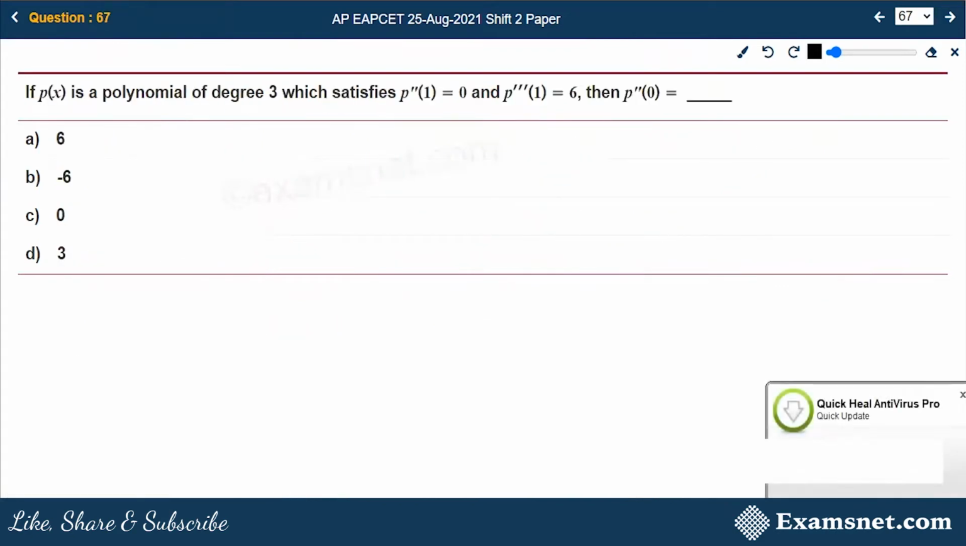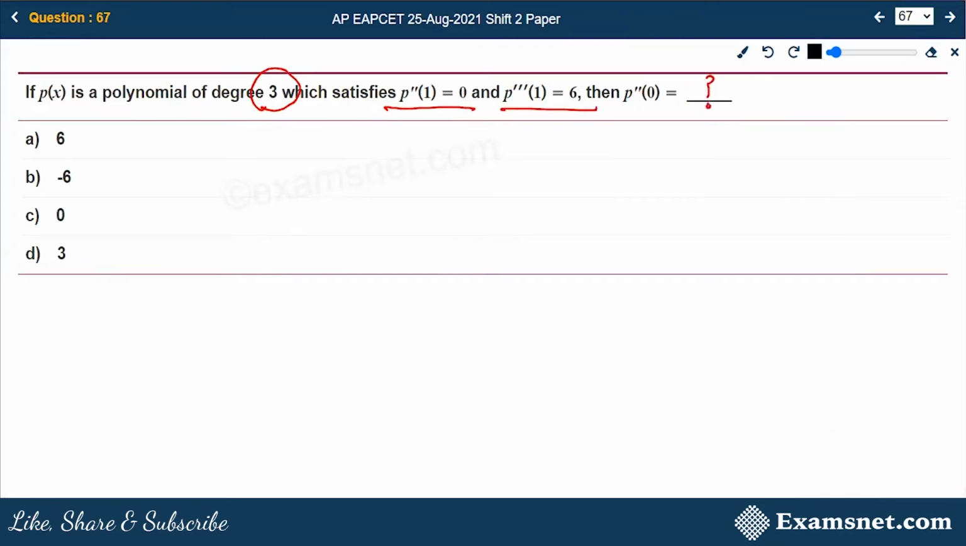Let's move to the next question, number 67. It says P(x) is a polynomial of degree 3 which satisfies these conditions. Two of these things are given to you, and the third you have to find out. First of all, we are not given the polynomial, so I'll write down the general form of a 3-degree polynomial, which is ax cubed plus bx square plus cx plus d, right?